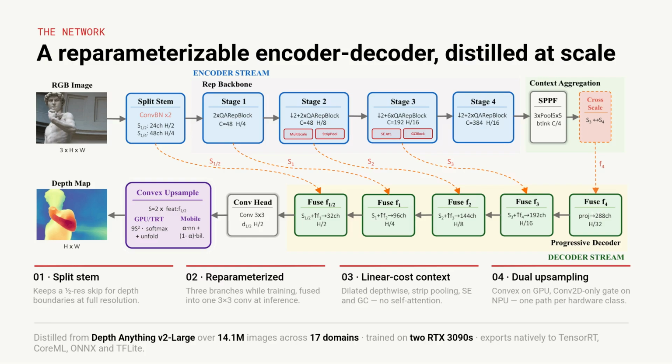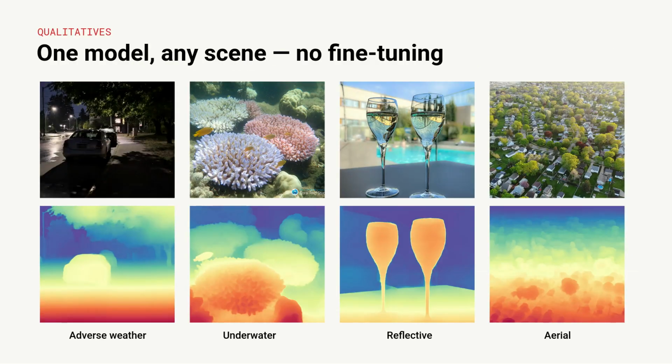To improve generalization, we train ZipDepth by distilling knowledge from the foundational model Depth Anything v2. More specifically, we use the teacher's predictions on 14 million images across 17 different domains. This allows the student model to learn from a much broader variety of scenes than it could see from a single training domain. As a result, ZipDepth can handle challenging scenarios such as night scenes, underwater environments, reflective surfaces, and aerial views, without any fine-tuning.